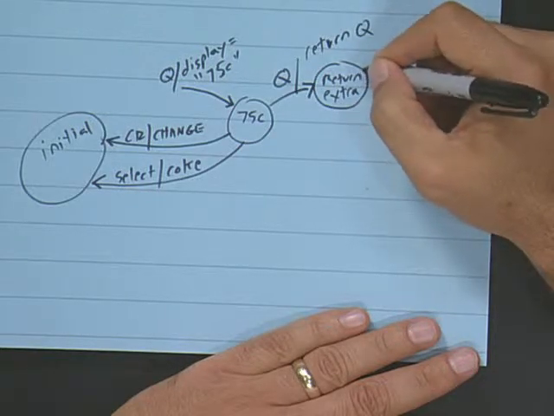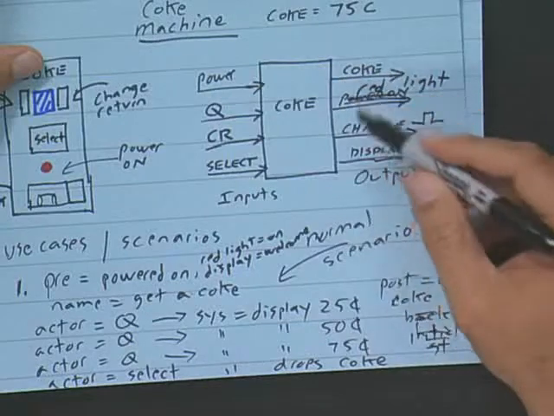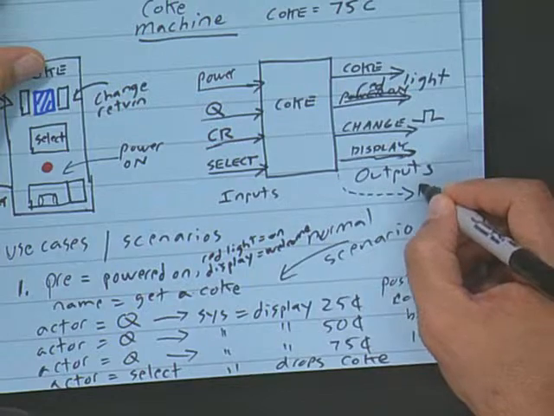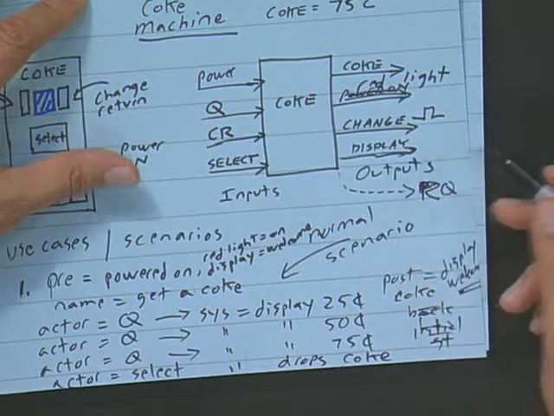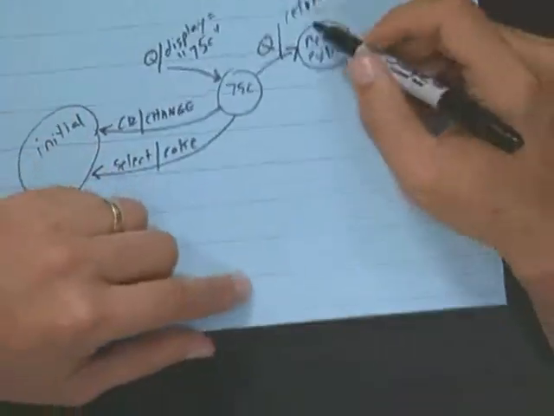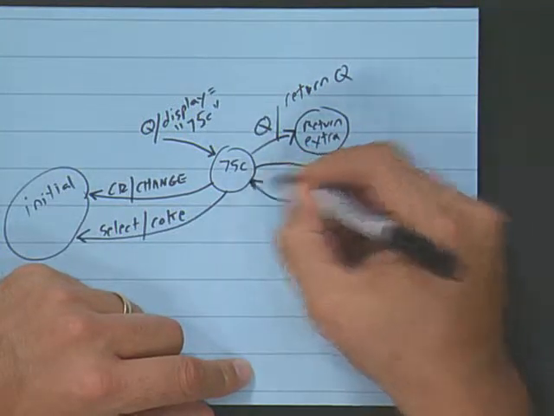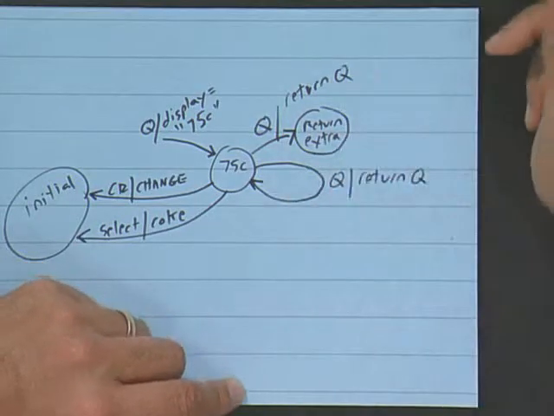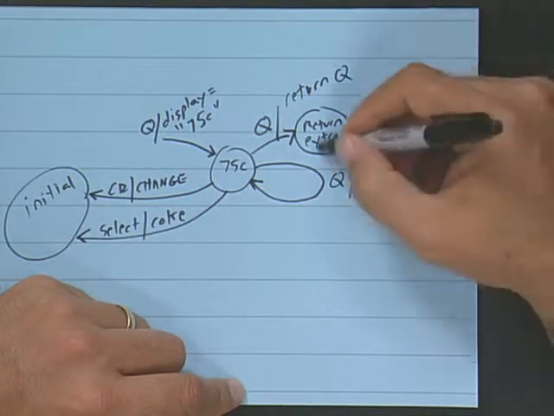Or I could do this, which basically the return quarter would mean, what would I have to do to this diagram? I have to come in here and add another output called return quarter. I could do that. Let's go. What other options do I have? Actually, I could do that and maybe even get away with doing something like this. If I add a quarter, I can do quarter, return quarter, and then stay in the same state, right? I could do that. That would actually get rid of this.